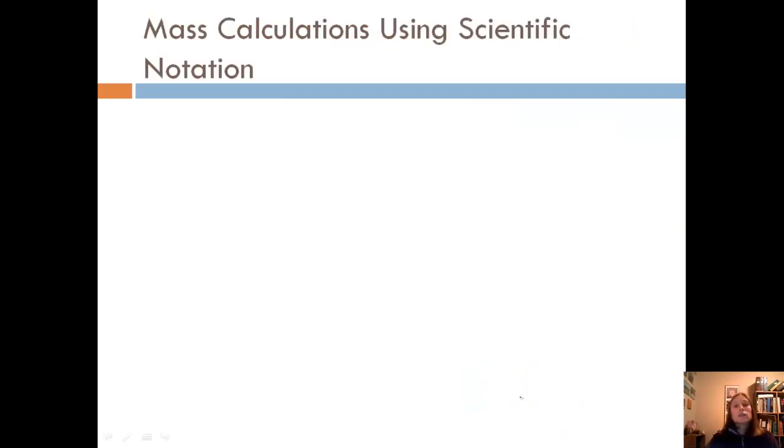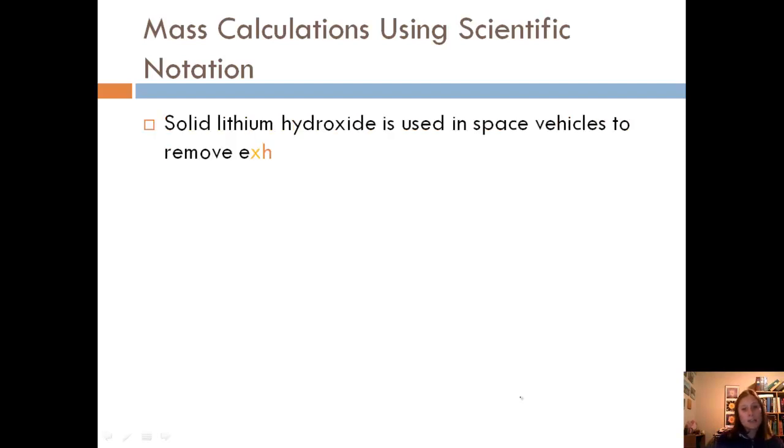Okay, so let's try a couple other examples. We can also do math calculations involving scientific notation. This should not be a big deal, especially since you can put it in your calculator. So let's try combining all those steps into one.